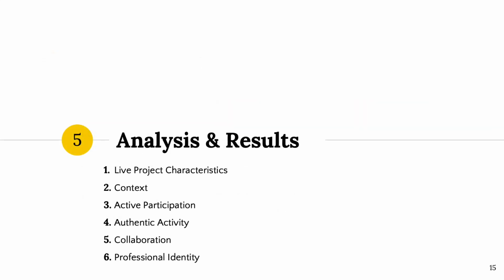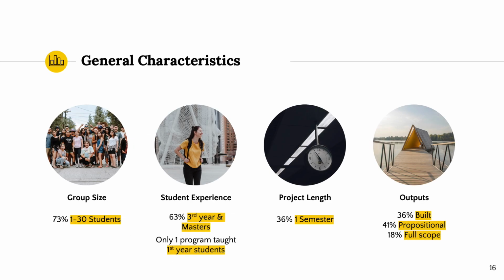Using thematic analysis, the results were categorized into 6 sections: live project characteristics, context, active participation, authentic activities, collaboration, and professional identity. Starting with general characteristics, the results indicated some commonalities within a wide variety of live projects, including group size, participant experience level, duration, output, budget, and client type.